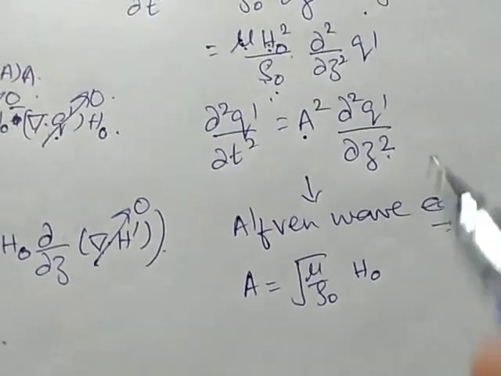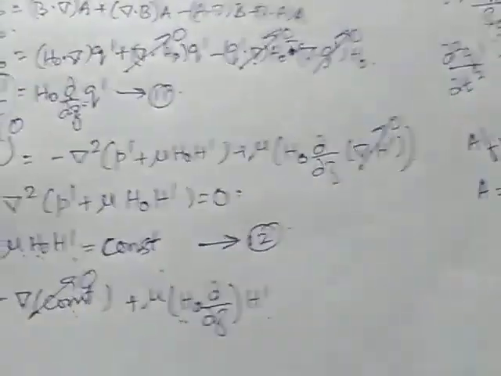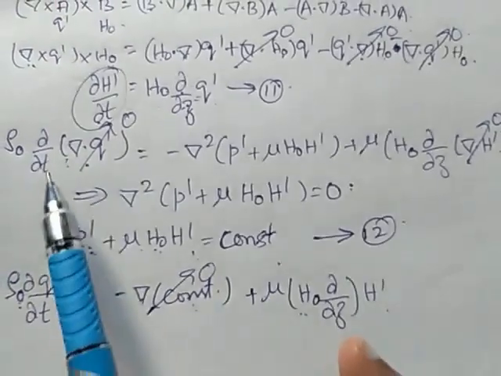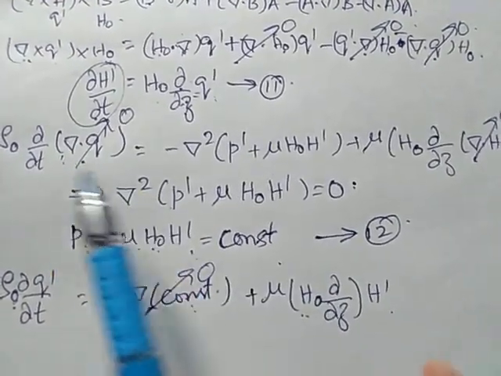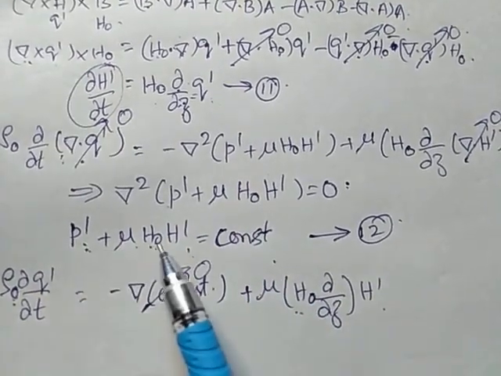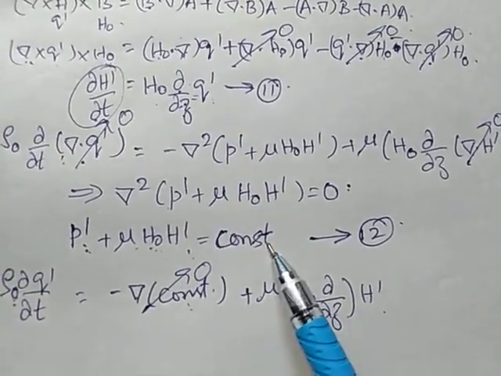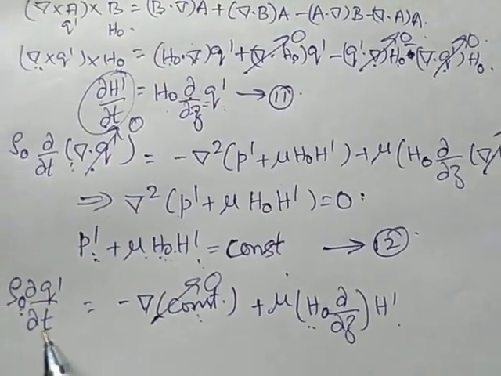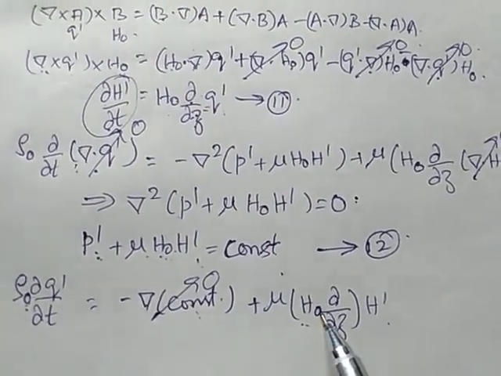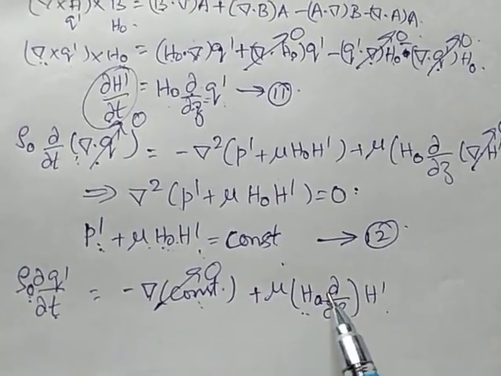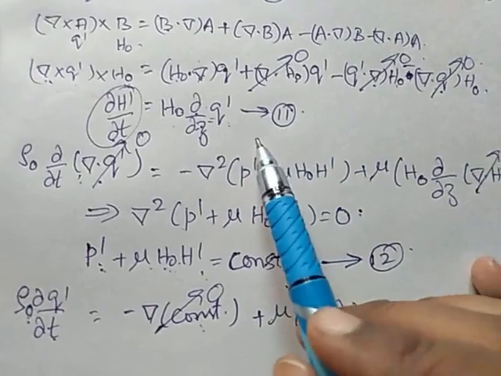So how did we get this? We are considering the momentum equation. In the momentum equation for the perturbed state, for the basic state we are considering, we got P dash plus mu H naught H dash as constant. Substituting this value in our momentum equation for the perturbed state, we get this equation, and we are differentiating this equation with respect to T and substituting equation 11.